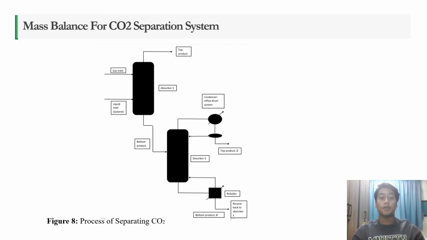Next, the bottom product goes into the desorber to produce a top product, which we denote as D, and a bottom product, which we denote as B. At the top of the desorber, there is a condenser and reflux drum system, while at the bottom of the desorber, there is a reboiler. The bottom product is then recycled back to the absorber to ensure the maximum amount of CO2 can be separated from the solution.